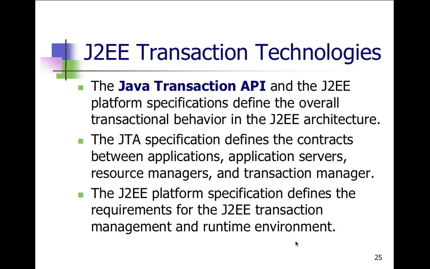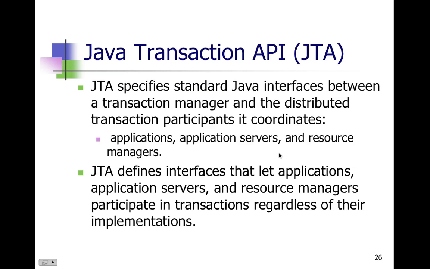So the Java Transaction API performs the specifications defined in the overall transaction behavior. It's part of the EE, or short for JTA, Java Transaction API. It specifies, defines, and contracts between the application servers, the resource managers, and the transaction managers. So we configure the API to perform the transaction management between all of the different components. It defines requirements for the transaction management and the runtime environment.